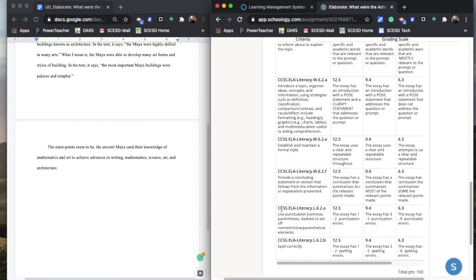Let's look at the last two parts here, which are language. The first one is: uses punctuation, including commas, parentheses, and dashes, to set off non-restrictive parenthetical elements. That is very complicated to understand, but kind of simplistic in its application. However, this is not really applicable to us, so this is what I am using for you guys. The essay has 1 to 2 punctuation errors. If you're really, really good, to get that 12.5 points in the language, you need to really edit your stuff and make sure there are no punctuation errors.